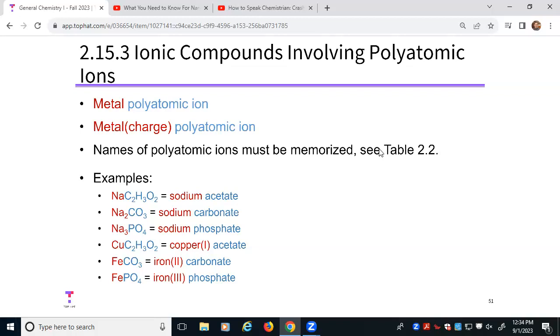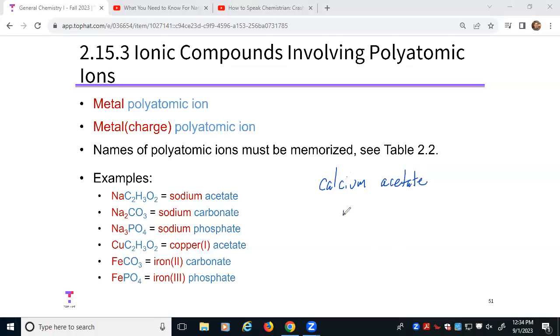The crisscross rules still apply to polyatomic ions. We just have to be careful in their application. So let's take, for example, calcium acetate.